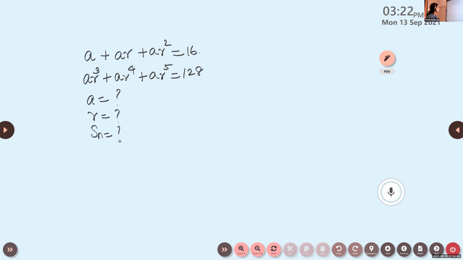How to do this? Sum of first three terms is 16. So we can take A as common. If you take A as common, we'll get A into 1 plus R plus R square is 16. Name this as equation 1.